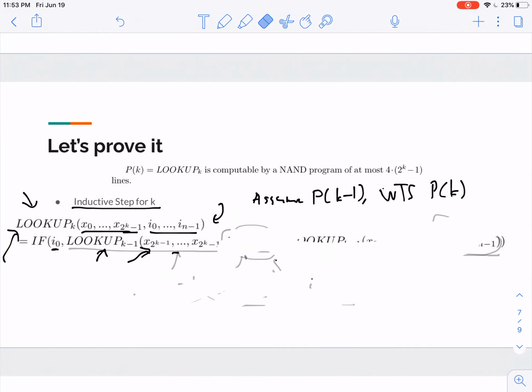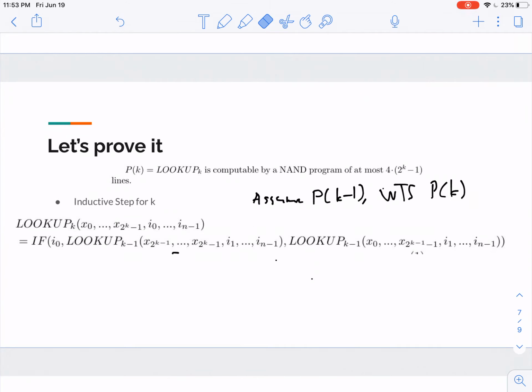So the last part is just proving the runtime property, right? Proving that we only take 4 times 2 to the k minus 1 lines. So let's see how long this takes. Well, if takes 4 lines, and then we know by the inductive hypothesis that each of these takes 4 times 2 to the k minus 1 lines. So we have 4 plus 2 times 4 times 2 to the k minus 1 minus 1.